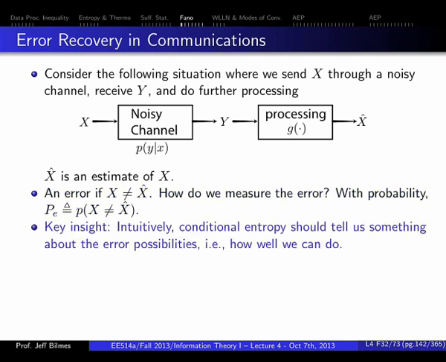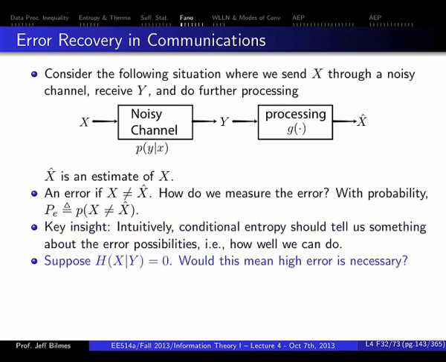Now, what we're going to see is that the conditional entropy should tell us something about the error possibility. So in other words, suppose it was the case that once we've got Y, then we can know X exactly. If it's possible that given Y we know X, shouldn't that mean that the error should be low? Or would it mean that the error is necessarily high? No, it doesn't. Because if we can know X from Y, if Y hasn't lost much of X, we should be able to do this with reasonably high accuracy.